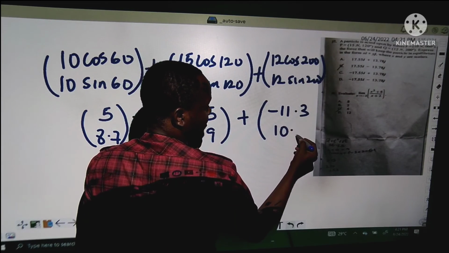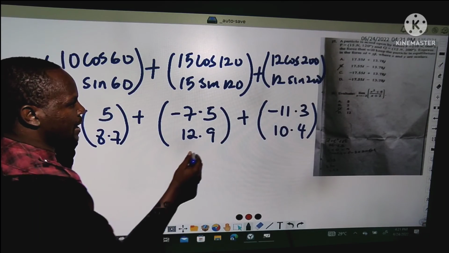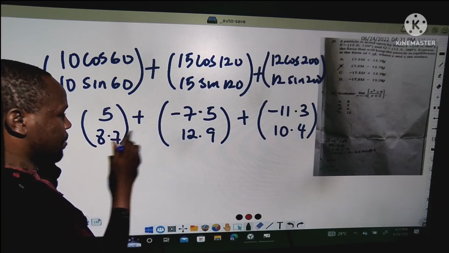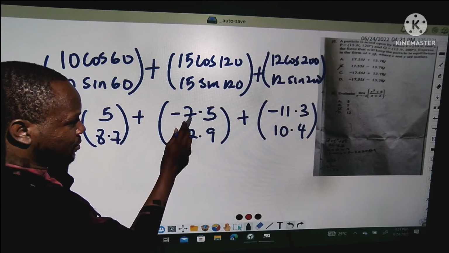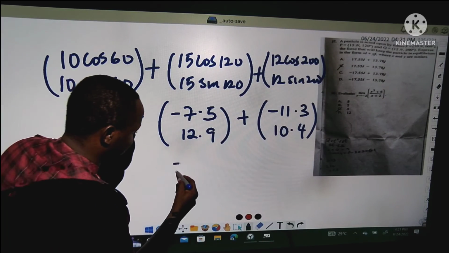10.4. 10.4. I'm following you. So help me add the one that is up. That's the I. Then the one that is down, that is J. Don't go and do rubbish. You can see minus. I'm begging you. So this is 5 minus this minus that. So we have the answer.